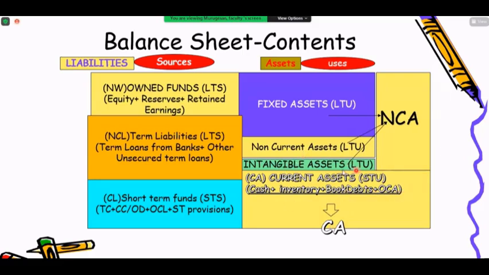So the current asset definition is: these assets will normally have a shelf life of 1 year or less than 1 year.